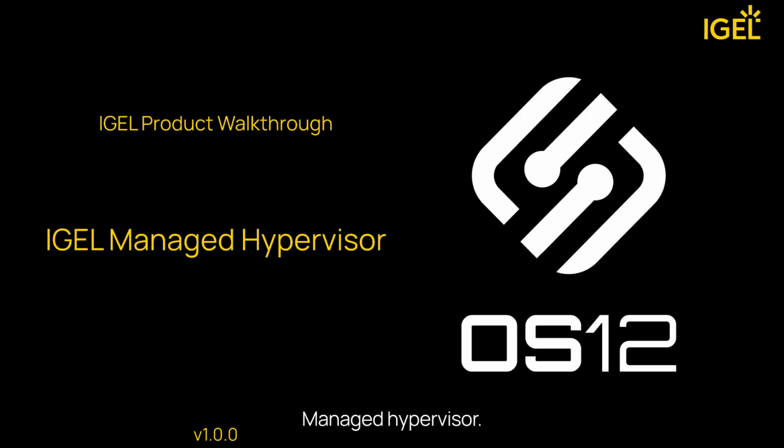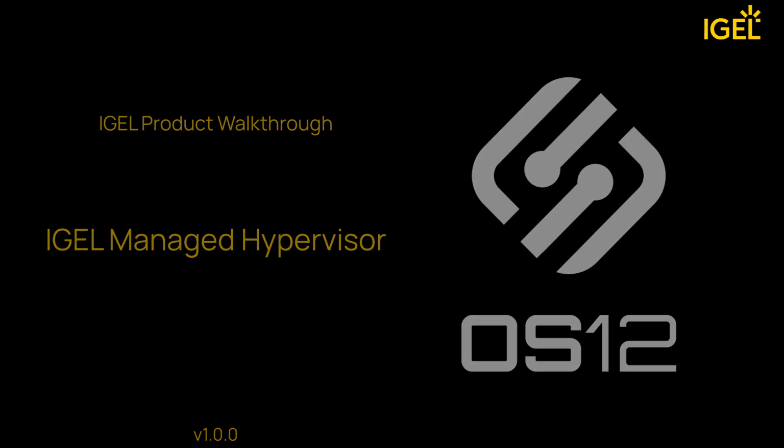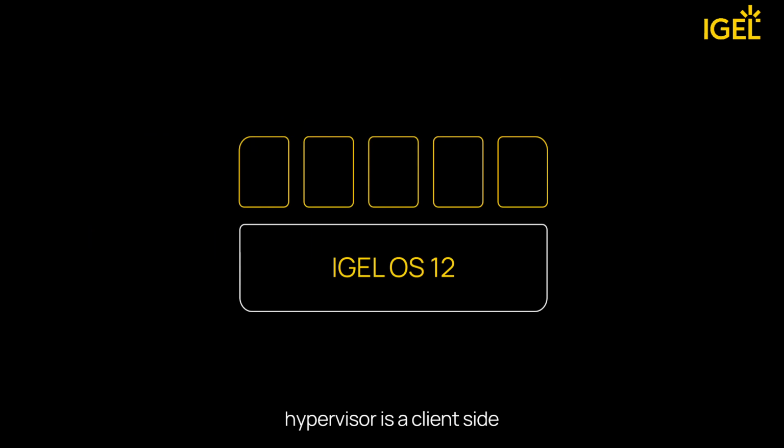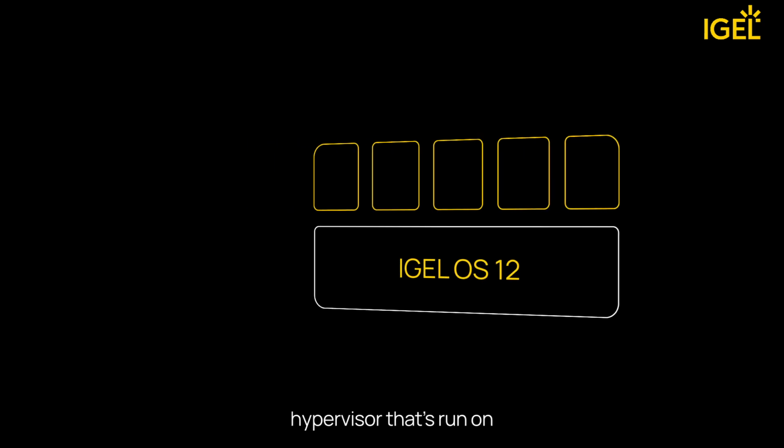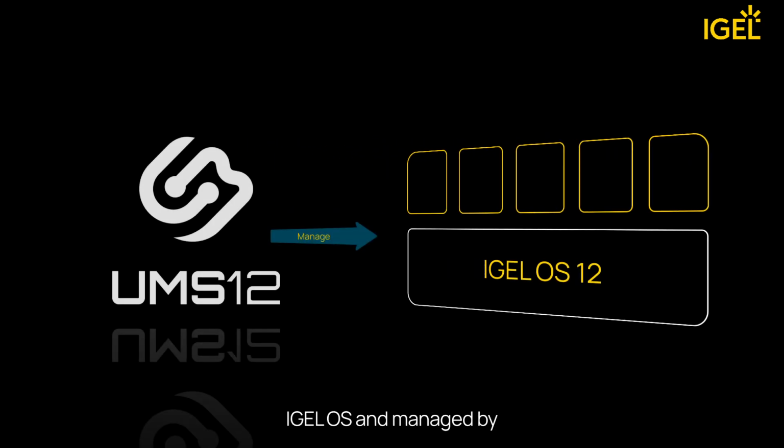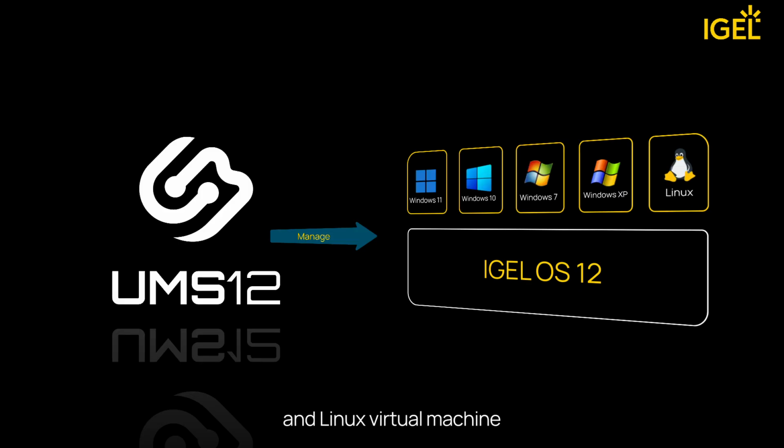Today, we'll cover the IGEL Managed Hypervisor. The IGEL Managed Hypervisor is a client-side hypervisor that's run on IGEL OS and managed by IGEL UMS. Designed for admins to securely deliver Windows and Linux virtual machine workloads, especially legacy Windows workloads for OT environments.